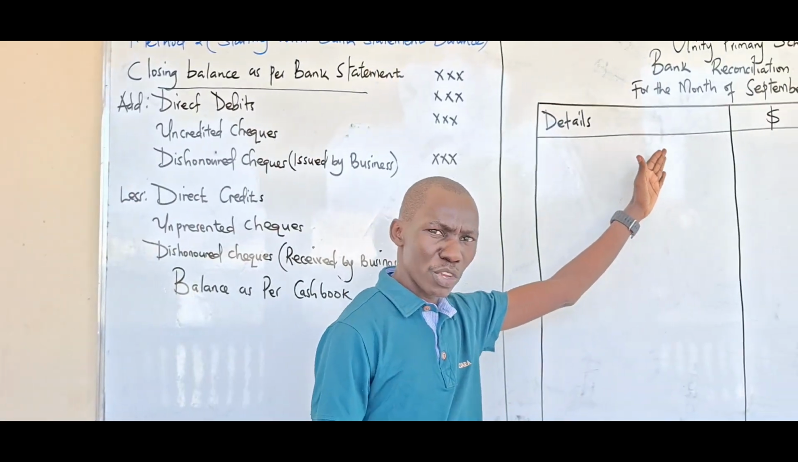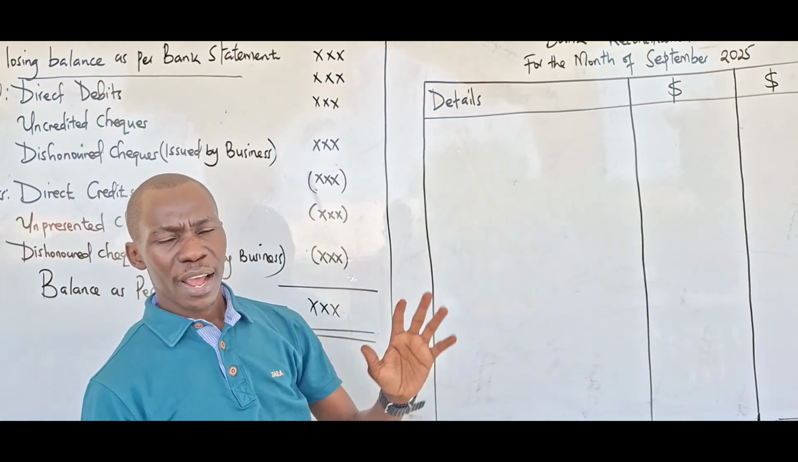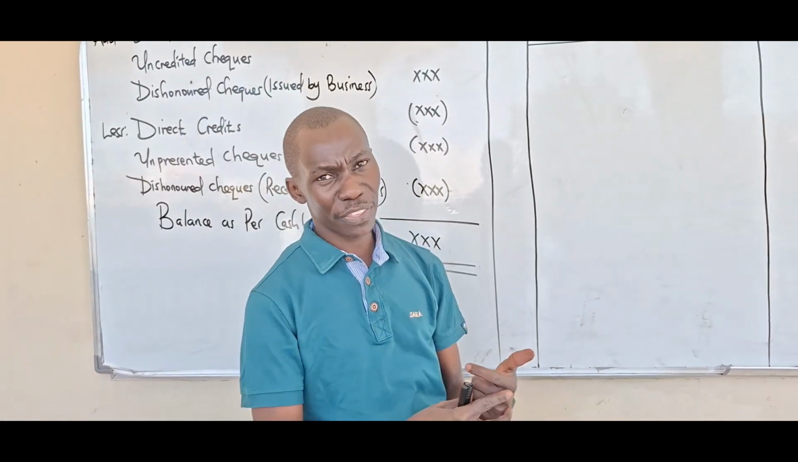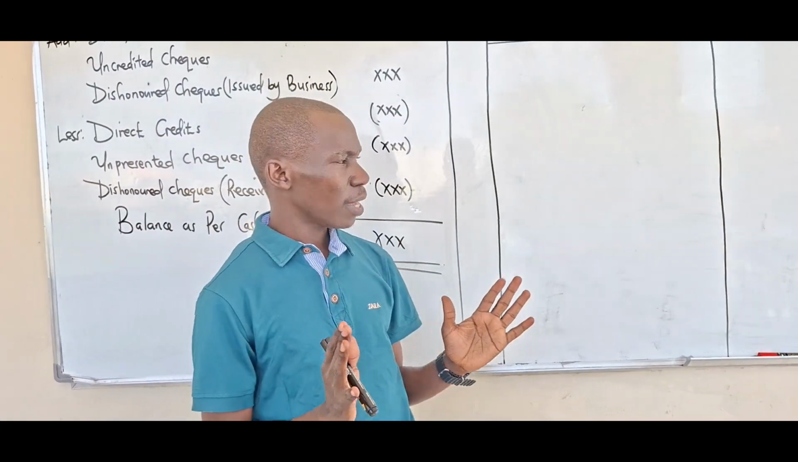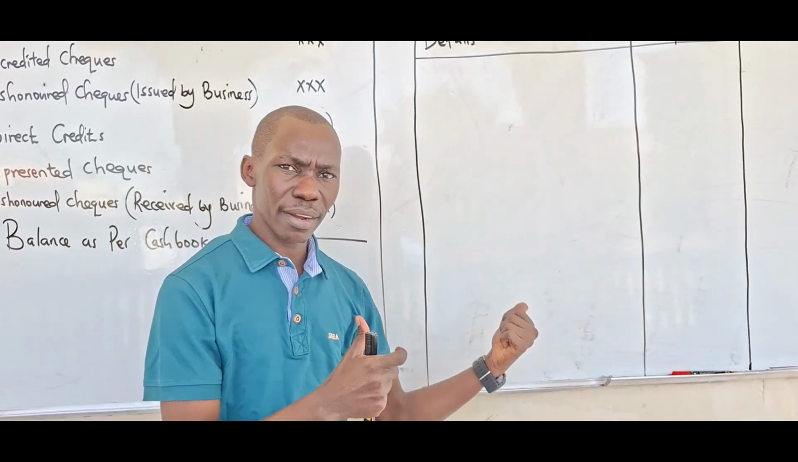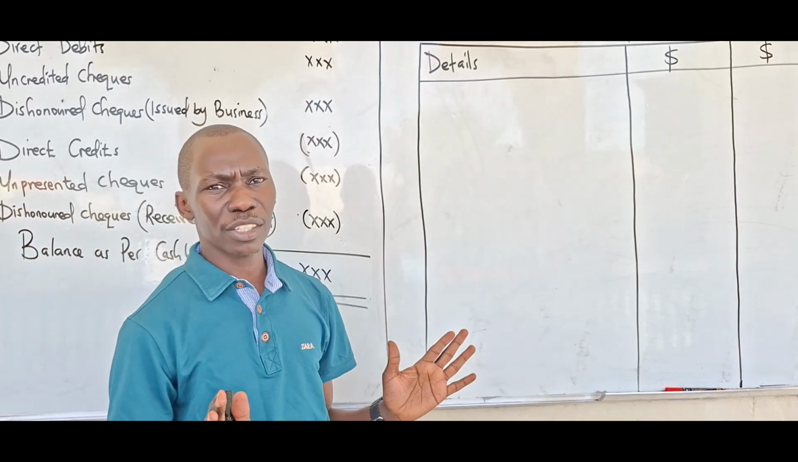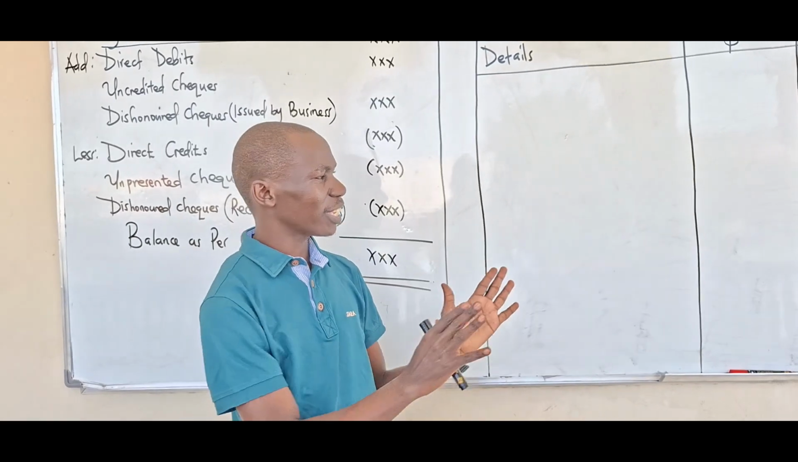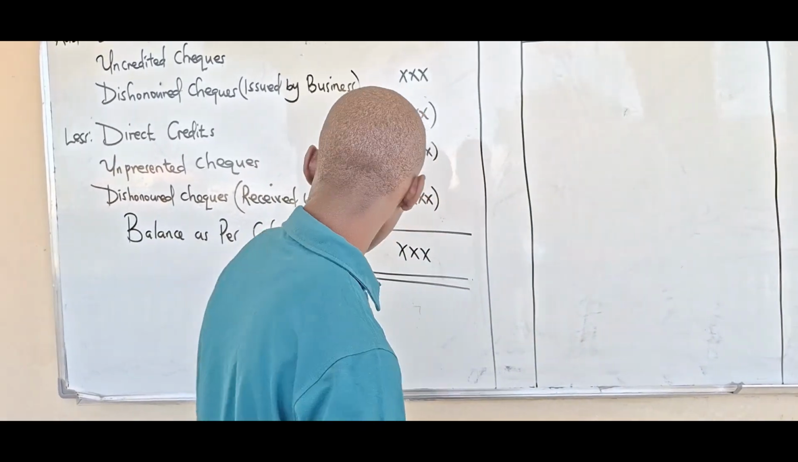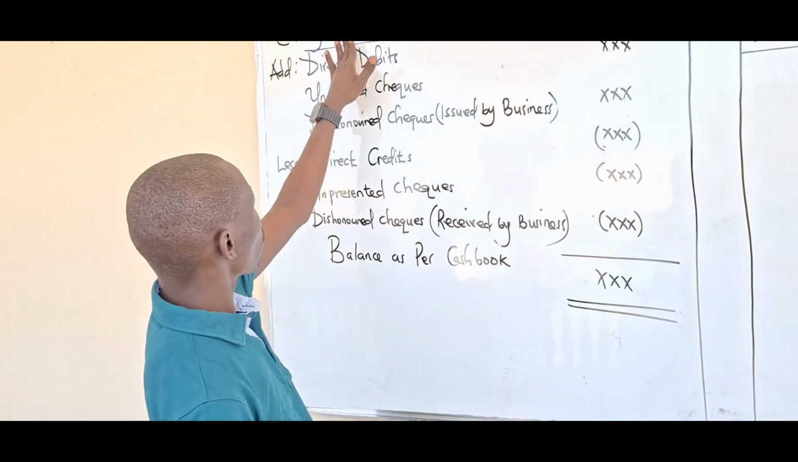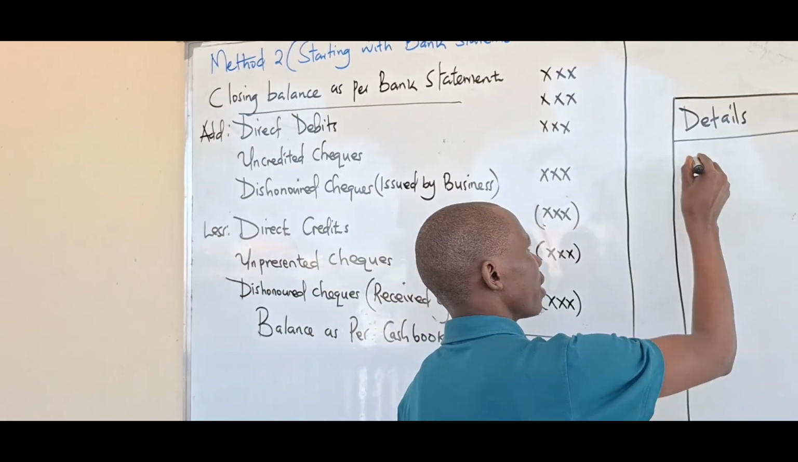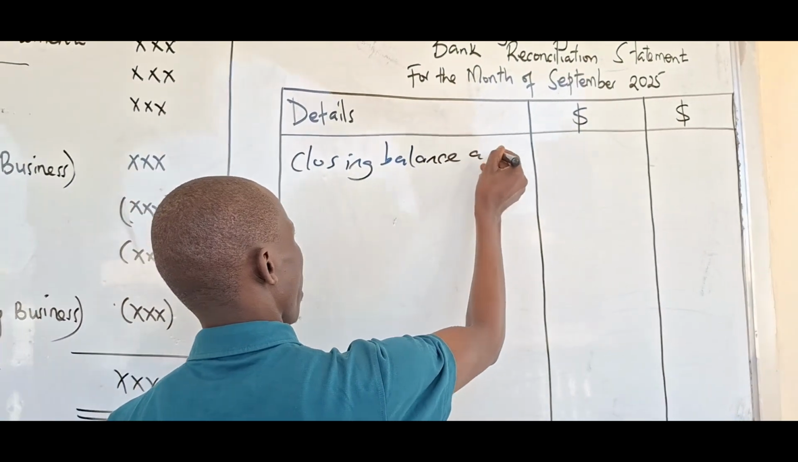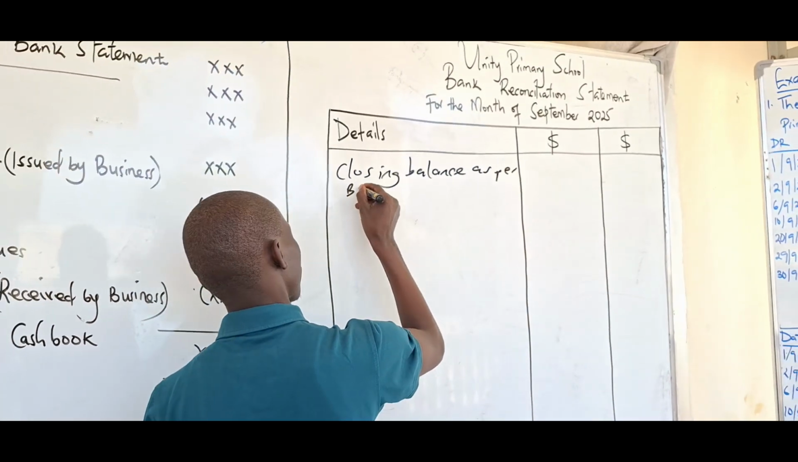The format we used for bank reconciliation in method 1 does not differ from that of method 2. The same format, but the only difference here, we go straight to preparing the bank reconciliation statement. We don't need to first adjust the cash book. It's just direct. Let's start. We are starting with closing balance as per bank statement.